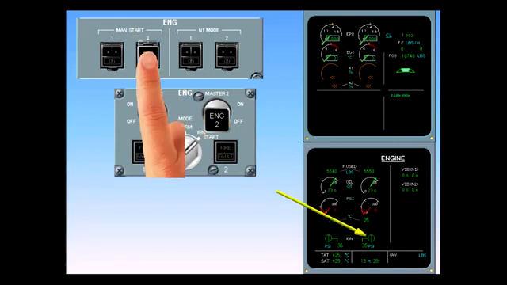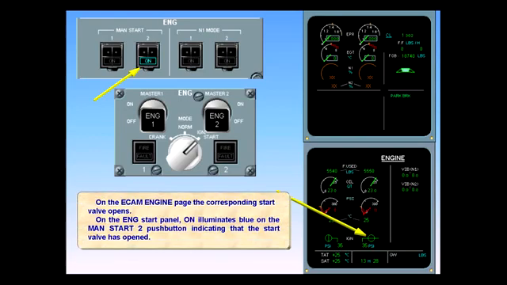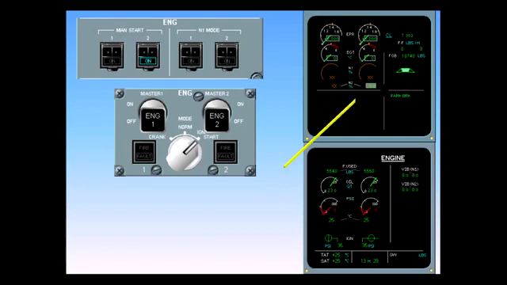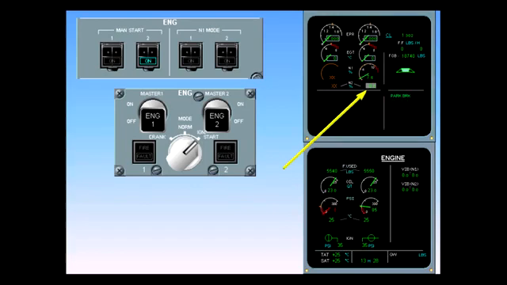On the ECAM engine page, the corresponding start valve opens. On the engine start panel, ON illuminates blue on the manual start 2 push button, indicating that the start valve has opened. On the engine warning display, N2 increases. On the ECAM engine page, the oil pressure increases. N2 continues increasing to max motoring speed.